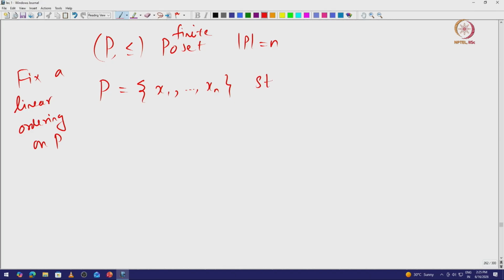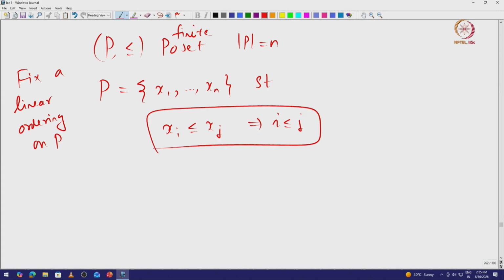Since it is a linear extension, we have that whenever x_i is less than or equal to x_j, that would imply that i is less than or equal to j. I am just assuming that the linear extension is given by 1 less than 2 etcetera less than n. So, this is the underlying assumption. This is the usual order on 1 to n, because any finite poset with a total order on it will be isomorphic to this 1 less than 2 less than etcetera less than n. So, it is understood what linear extension we are fixing here.